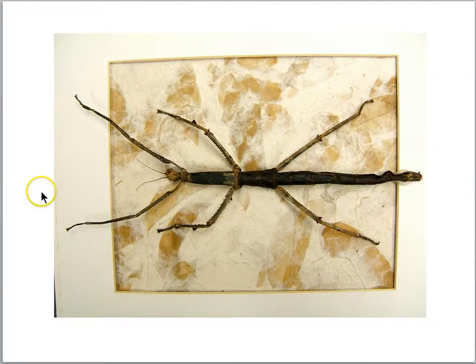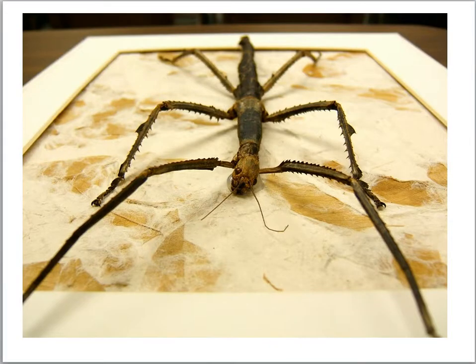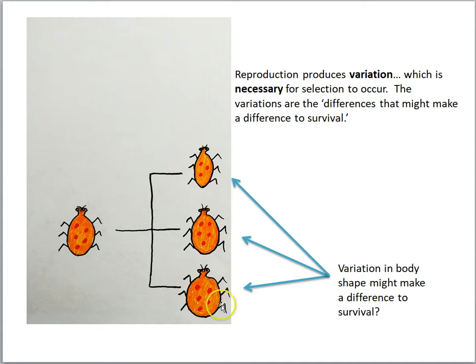This will be part 2 in the series on natural selection. We'll use the stick insects to look at some of the finer points of the process. This species lives in Malaysia. First topic, we'll take a look at variation.